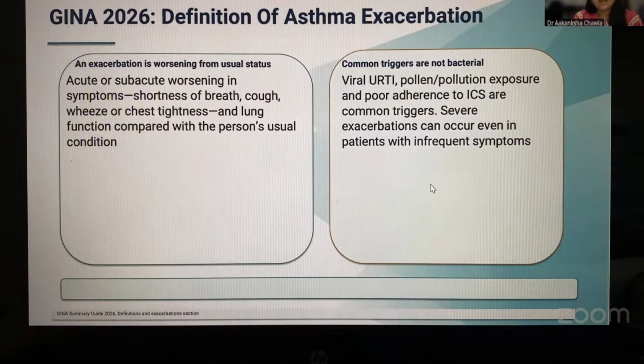Now, remember something about asthma as well. In asthma, the triggers are not bacterial because it is an inflammatory process. It can also be viral triggers. So pollens, pollution, and even the importance of checking the adherence and technique of the inhaled corticosteroids, and whether the patient is actually taking proper medication or not, should always be remembered when a patient comes in with increased symptoms or an exacerbation of asthma.